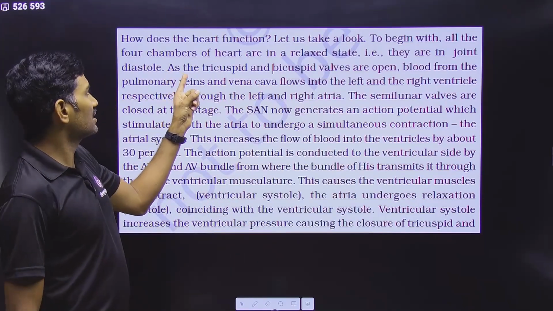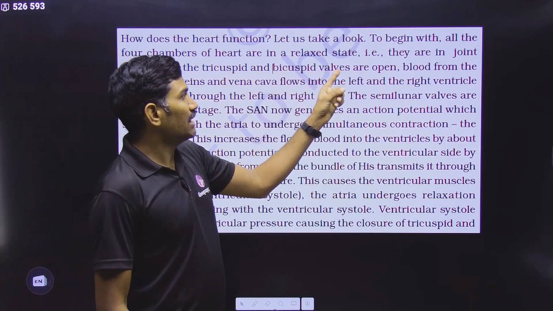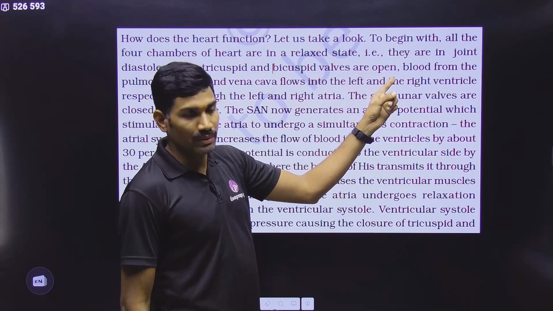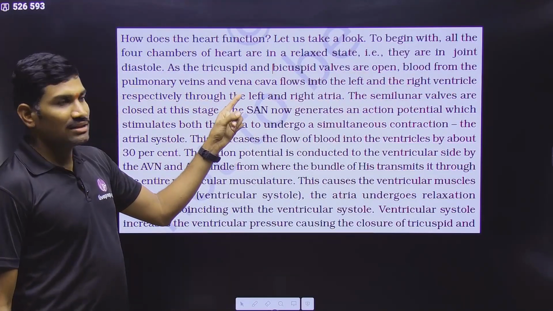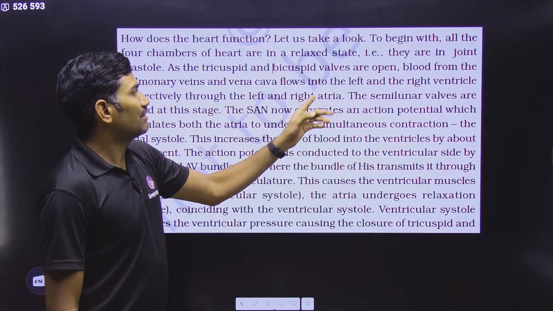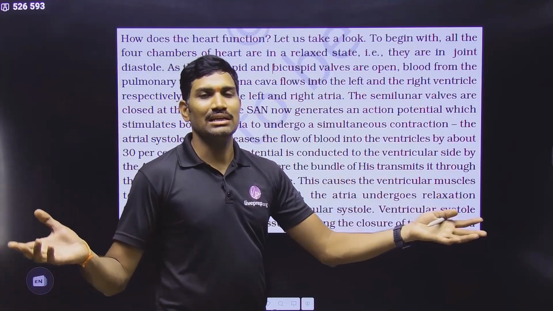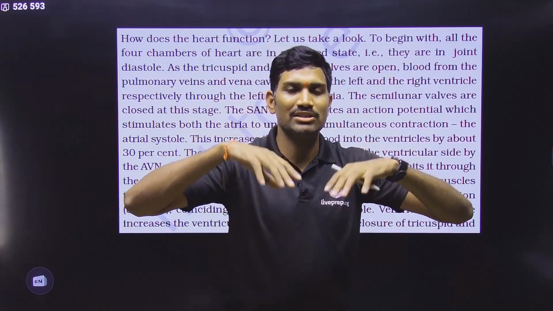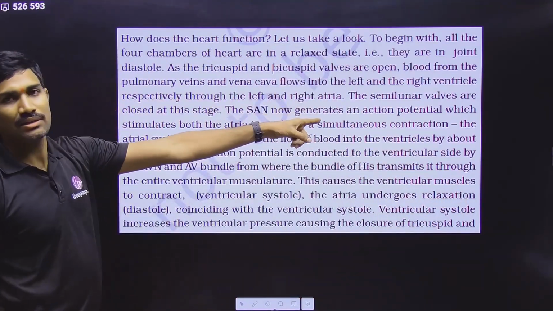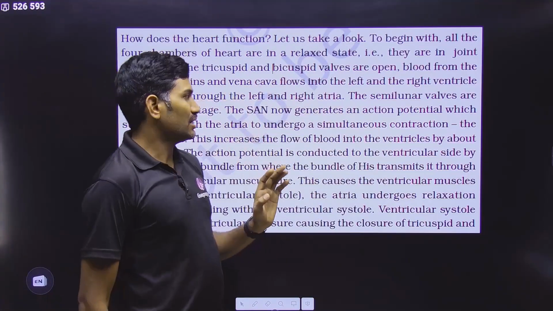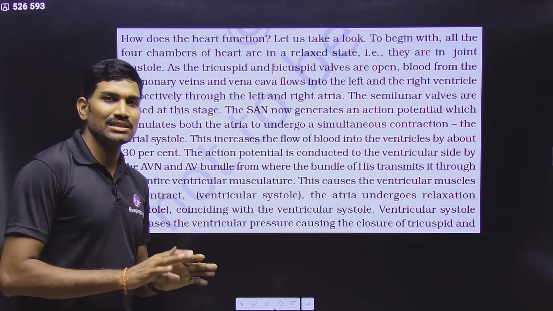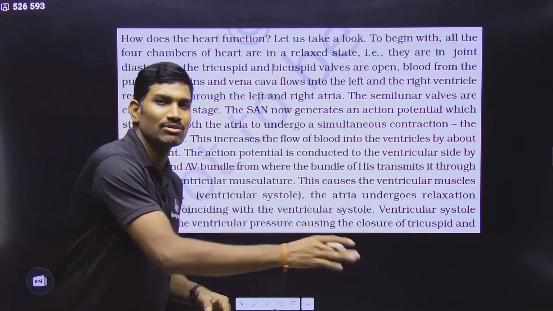After joint diastole, what happens? The tricuspid and bicuspid valves are open; you need to remember which ones are open and which are closed. As these valves are open, blood from the pulmonary veins and vena cava flows into the left and right ventricle respectively through the left and right atria. From the body and the lungs, deoxygenated and oxygenated blood is going into the ventricles through the atria. That is during the joint diastole. Next, the semilunar valves of both the pulmonary artery and aorta are closed at this stage.